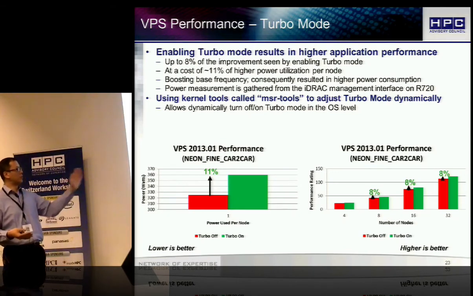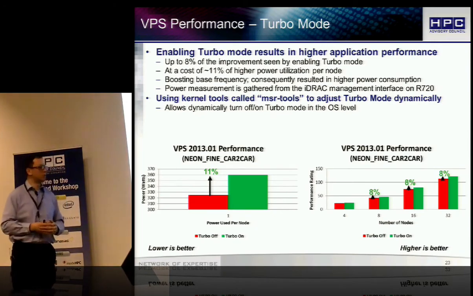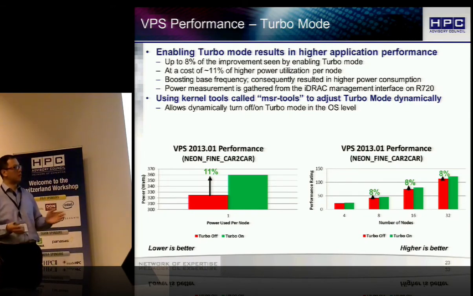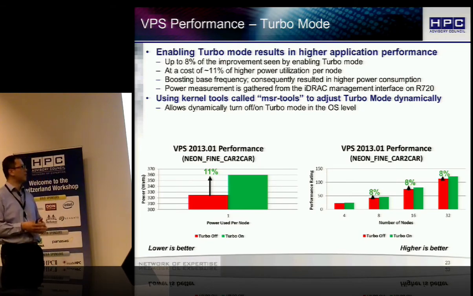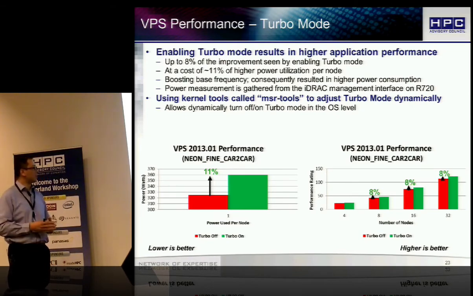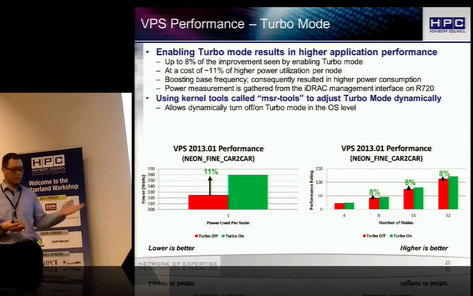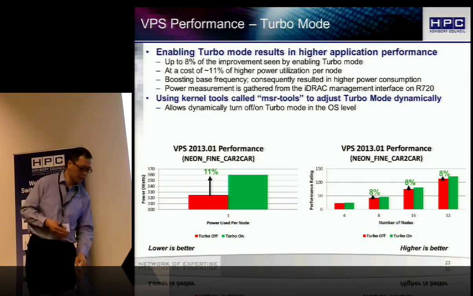And here we're showing that regardless of how many machines we use, the improvement from enabling turbo mode is always consistent. I always get about 8% performance improvement, but at the cost of around 11% additional power being used. So here's an interesting result.